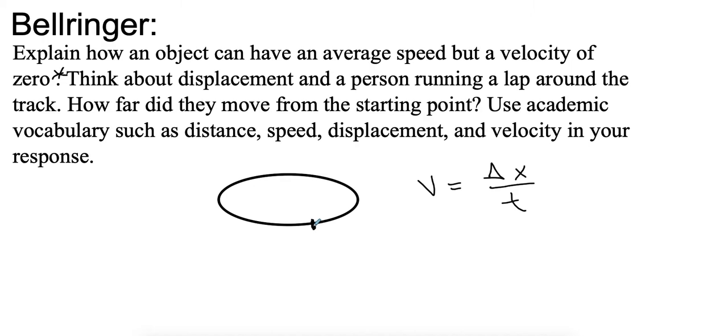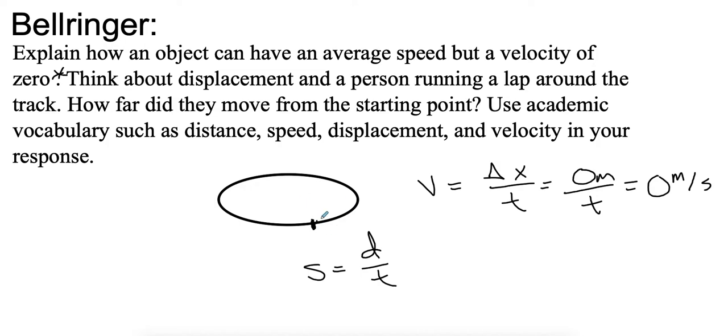Okay, well, displacement is how far you are from the start. So if I went around once and I'm here, I'm back at the start. Well, that means my displacement is going to be 0 meters over whatever time. So our velocity would be 0 meters per second. Now, if we were considering speed, remember speed is just distance over time. So how far did we go? Let's say this is a 400-meter track, so we went 400 meters over however long it took us to get there. So this is why velocity and average speed are different. You can have a 0 velocity and you can have an average speed because velocity involves displacement. Okay?